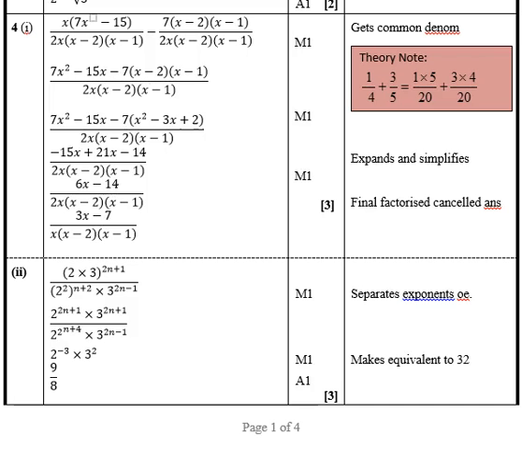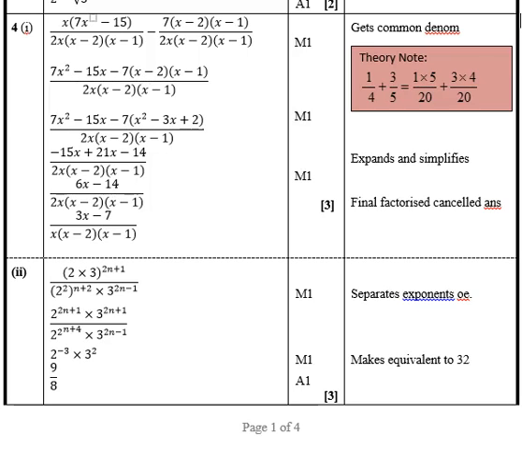The algebra in question 4 looks complicated, but what you're doing is exactly the same as over in the theory note. When you're adding a pair of fractions, or in this case subtracting, you get a common denominator. For my example, it's 4 times 5, and for the question, it's 2x times x minus 2x minus 1. And you get your equivalent fractions by multiplying diagonally. Have a look at the theory note because it's the same procedure for doing the algebraic fraction.